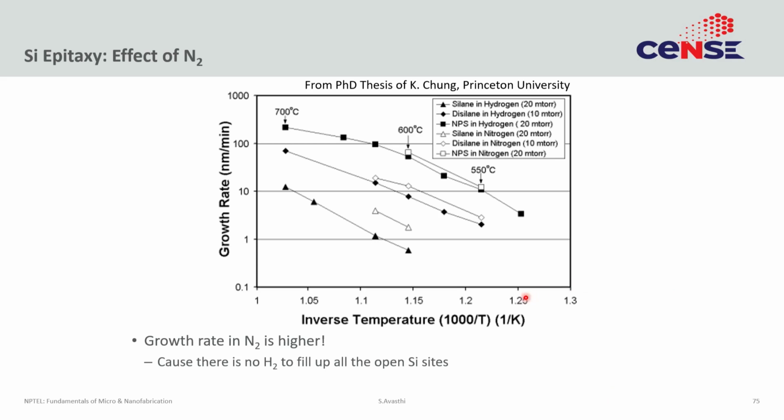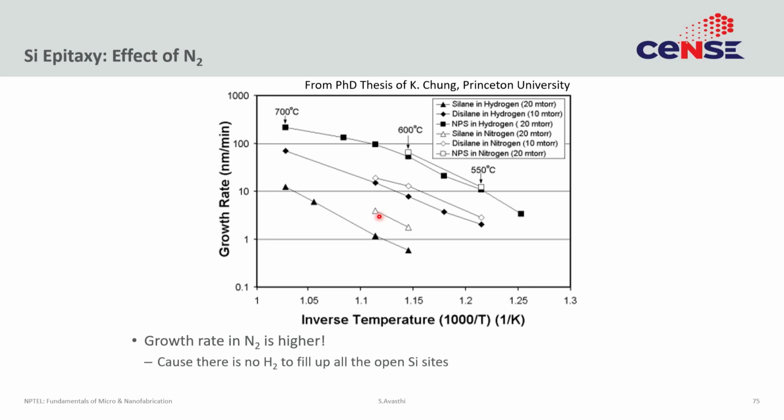You can also see the same effect if you look at the growth rate versus 1 over T for different precursors. So you have seen some version of this figure before when we were talking about growth rate, and we were talking about the mass flow limited regime and the reaction rate limited regime. So these black curves you have already seen, right? So growth rate tends to show this exponential dependence on 1 over T at low temperatures.